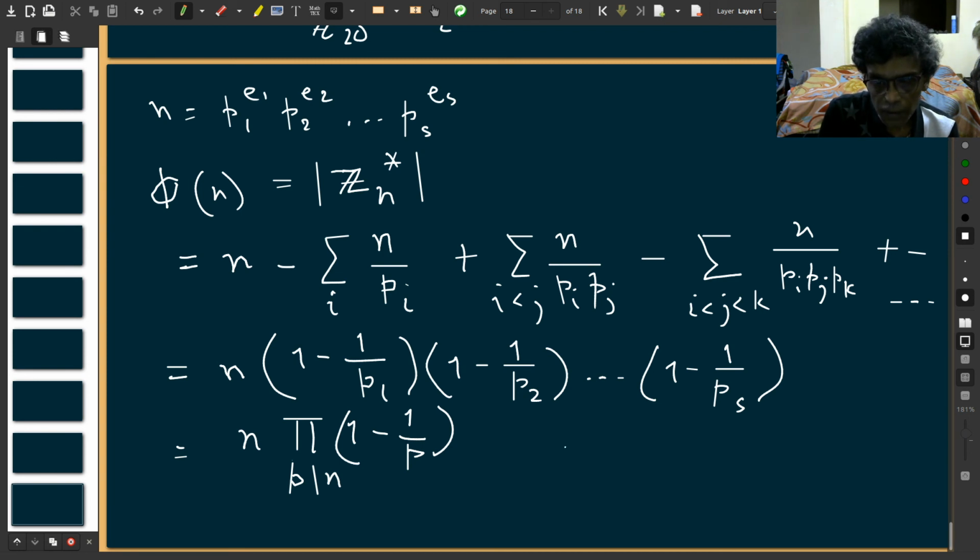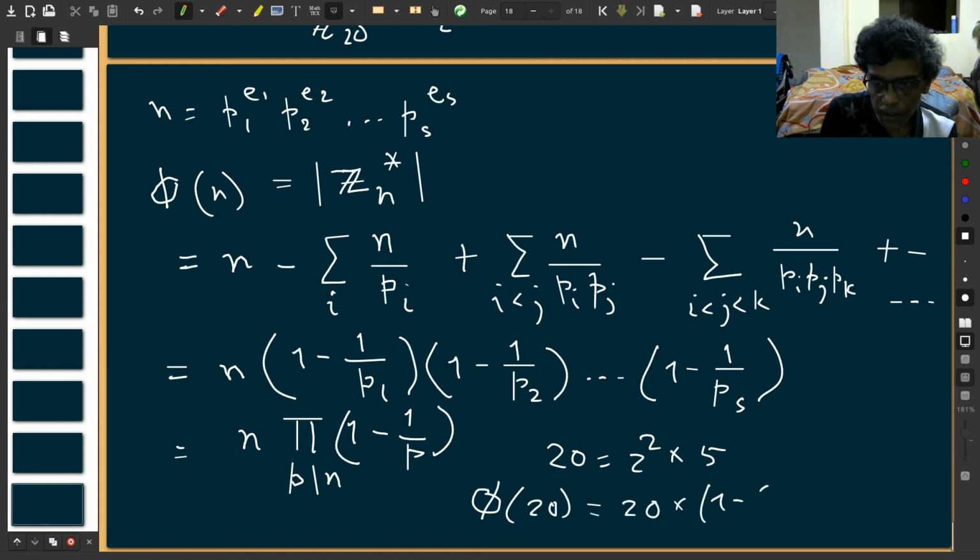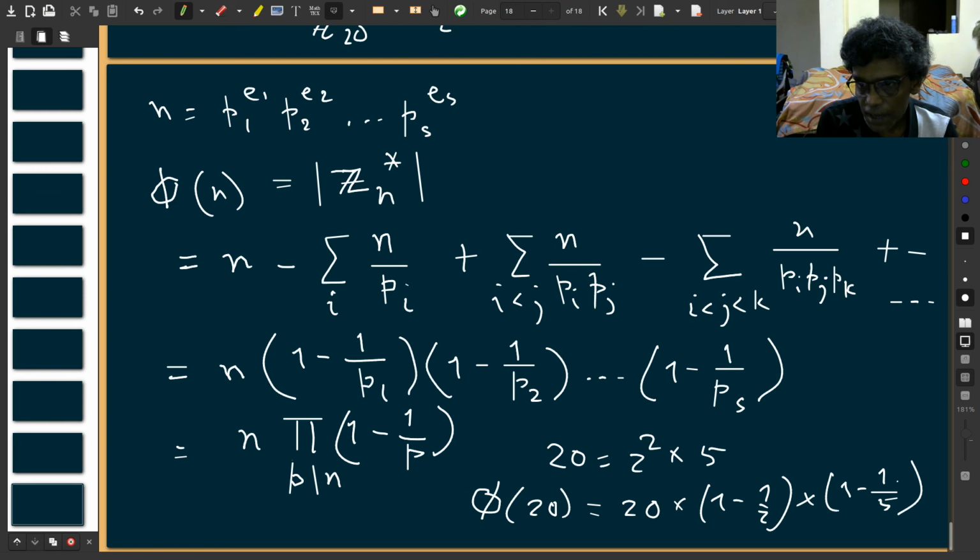So let us look at our example, 20, which is 2 squared times 5. So phi of 20 is 20 times 1 minus 1 over 2 times 1 minus 1 over 5. So this is half; 10 times 4 by 5 is 8, as it should be. Good.